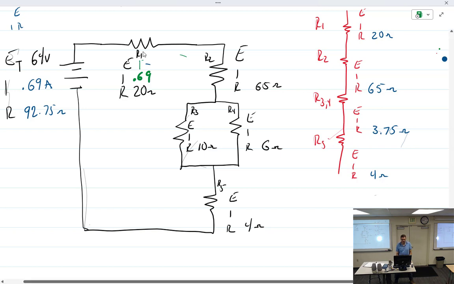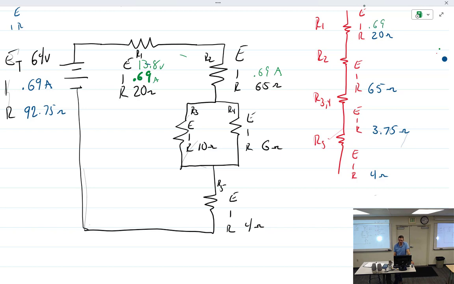13.8 volts. And that's amps. All right, coming around over here. How much current do we have? 0.69 amps. We could even do it over here if we wanted to. Maybe it's better if we do it here. And we can transfer over 0.69 amps, 0.69 amps, 0.69 amps, and 0.69 amps because it is, in fact, in series.